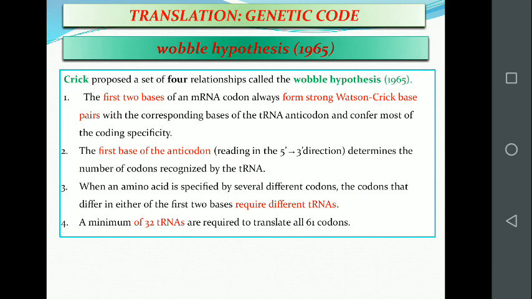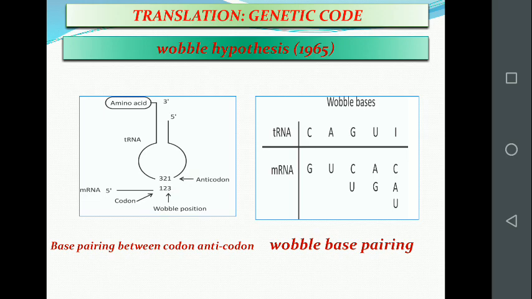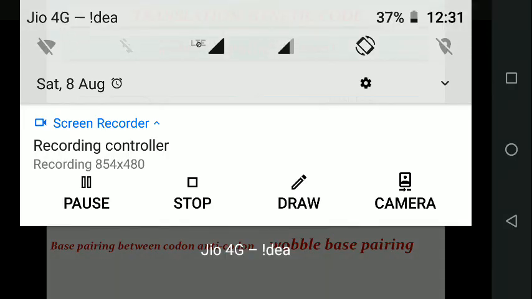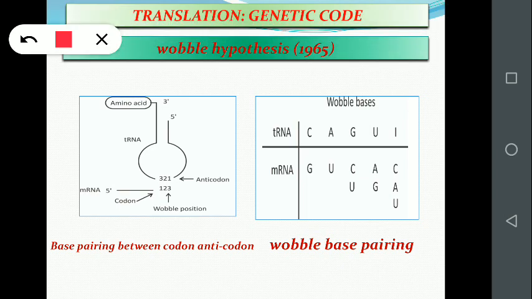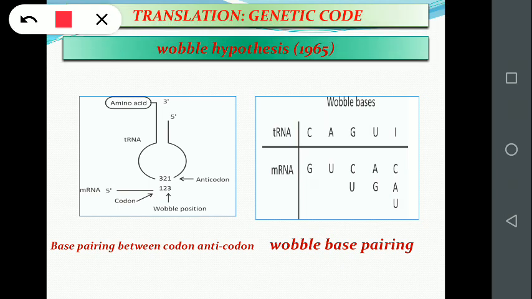And that is about the tRNA molecule and the Wobble hypothesis. In the Wobble hypothesis, Crick proposed four relationships to explain the degeneracy in the genetic code. So those four relationships are called the Wobble hypothesis. In it, the first two bases in the codon and the last two bases in the anticodon interact with each other by means of strict Watson-Crick base pairs. Most of the coding specificity is conferred by these two base pairs only.